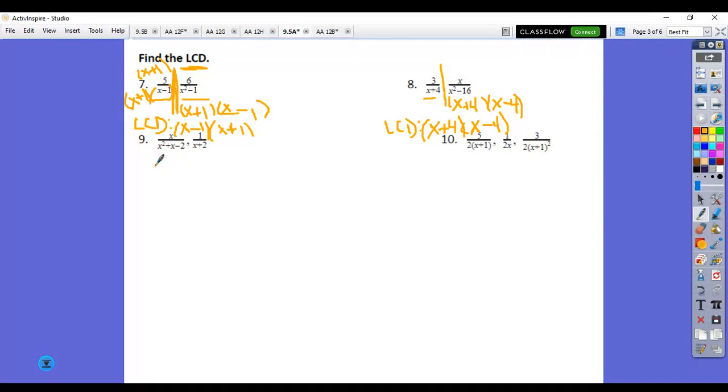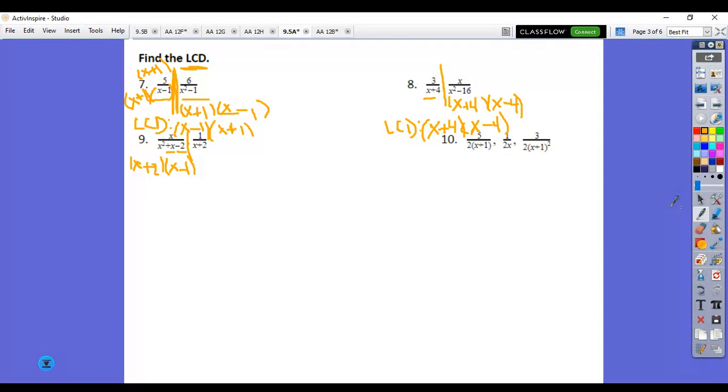All right, number 9, compare the denominators. Notice this is not factored. Anytime there's an x squared, this isn't factored. So I'm going to factor this out, x and x. I need factors of 2 that subtract to get 1. So plus 2, minus 1.